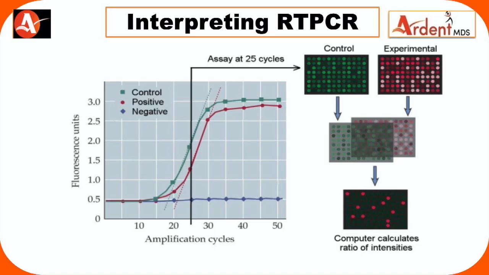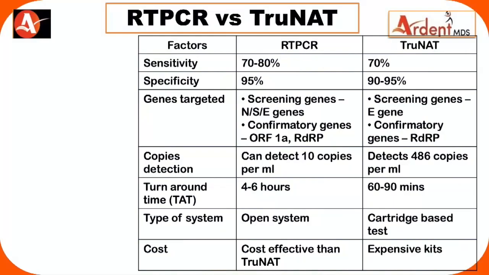So how to interpret the results? All this comes as a fluorescent flash like this, which gives a ratio of the control and experimental, and we will get the final results like this, and the computer gives a flash like this. So based on this we will get the results. Right, coming to the comparison of RT-PCR and TruNAT.